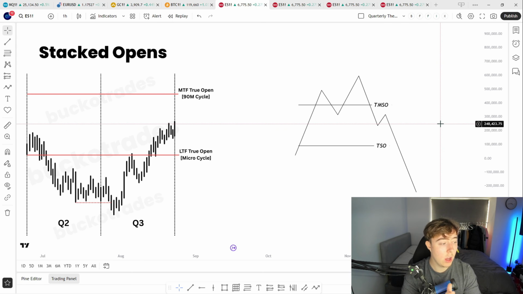So yeah, hopefully you guys found this little part here useful. Now, as always, let's go ahead and jump into a few chart examples of stacked opens and also just utilizing the true opens as they should be used. So I'll see you guys on the charts.